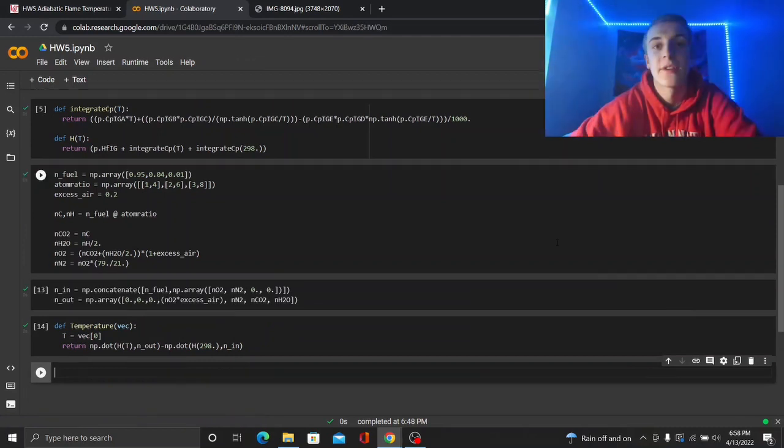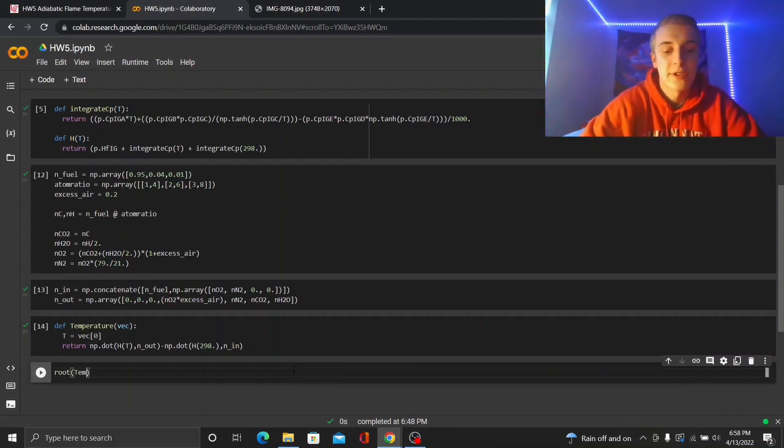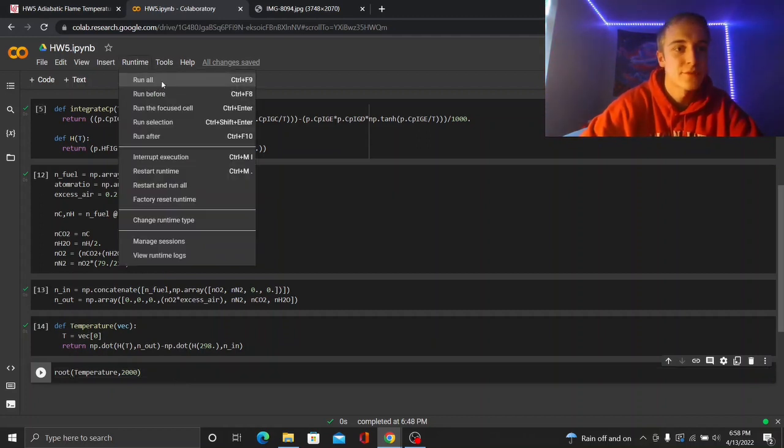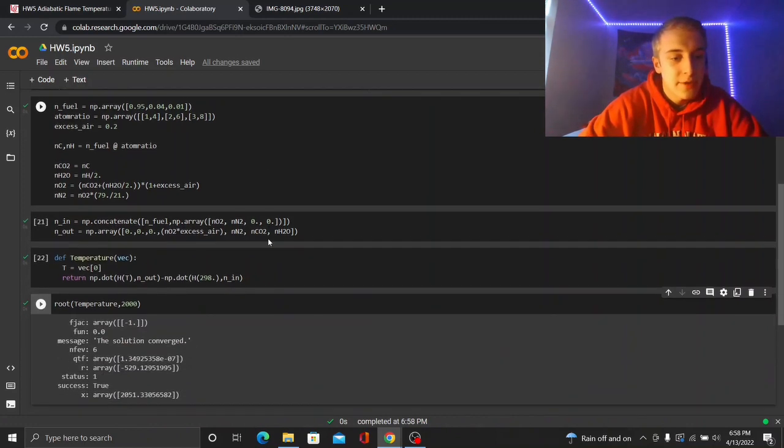Like so. So now finally we can use our root solver in order to solve for our temperature. So we're going to be using the root solver on our temperature function, and we need to supply a guess, which I'll just say like 2000. And I'm just going to run all just to make sure that this works.